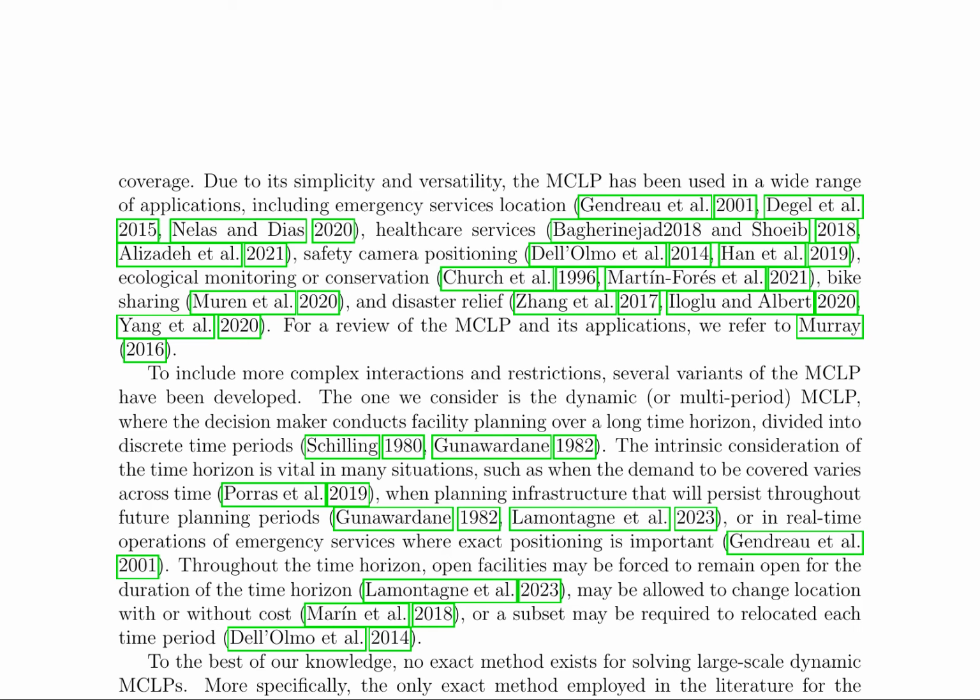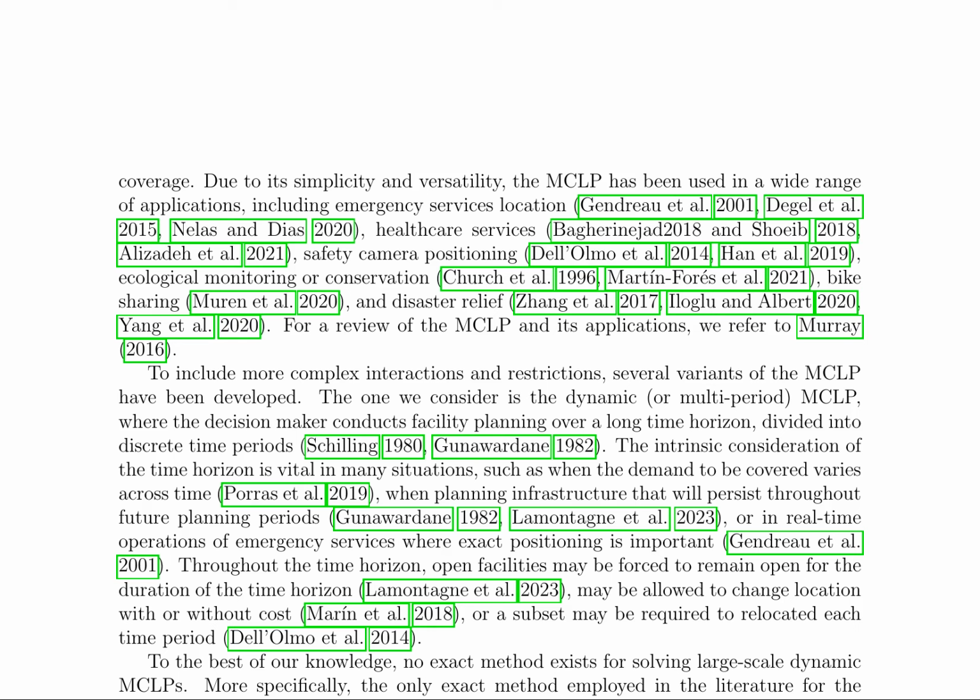This formulation is crucial in situations where demand varies across time, infrastructure planning persists across future periods, or real-time operations require exact positioning. In the dynamic MCLP, open facilities can remain open, change location with or without cost, or relocate each time period. Despite its importance, no exact method exists for solving large-scale dynamic MCLPs.